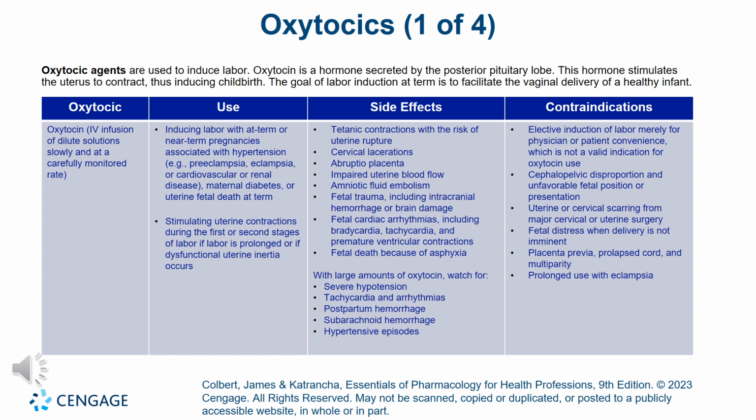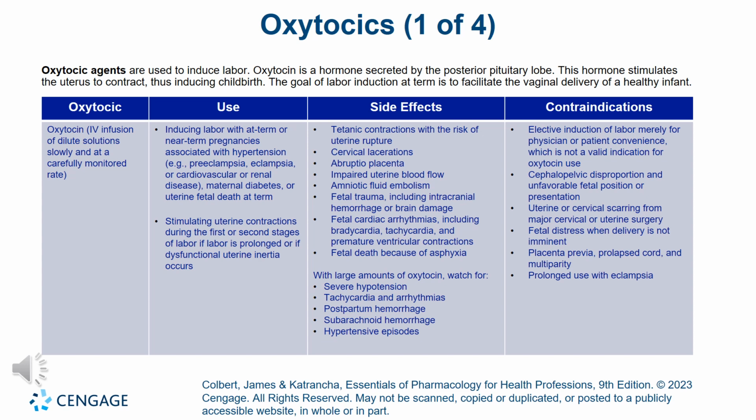It's used for inducing labor with at-term or near-term pregnancies associated with hypertension, in other words eclampsia, or cardiovascular or renal disease, maternal diabetes, or uterine fetal death at term. It is also used for stimulating uterine contractions during the first or second stages of labor if labor is prolonged or if dysfunctional uterine inertia occurs.